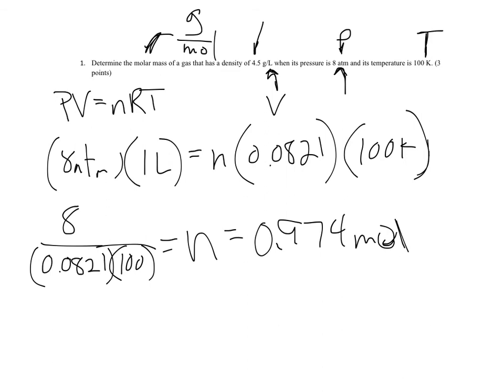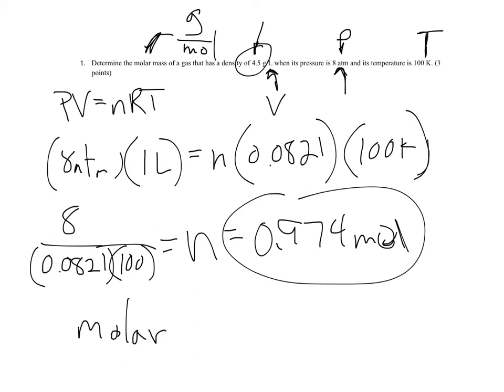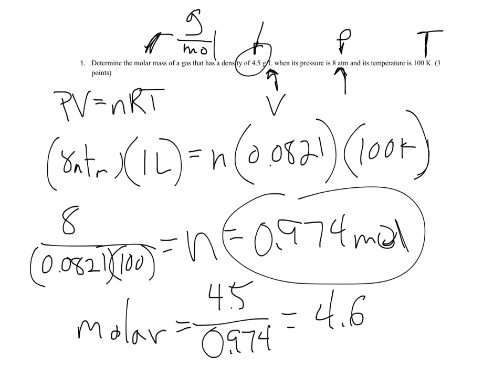Okay, so now we have 4.5 grams, and we know that that is 0.974 moles, so the molar mass is the number of grams, 4.5, divided by the number of moles, 0.974, so we end up with 4.6 grams per mole.